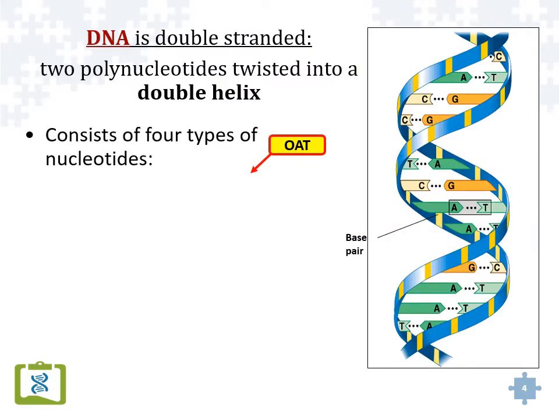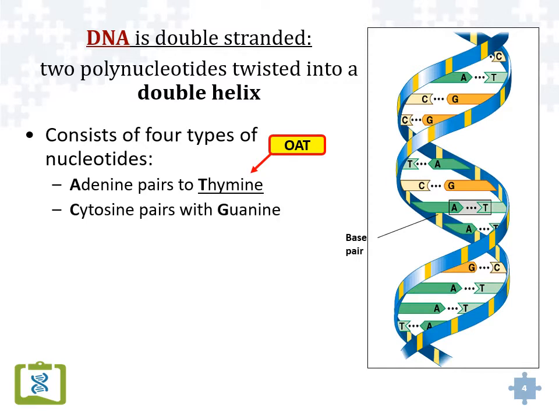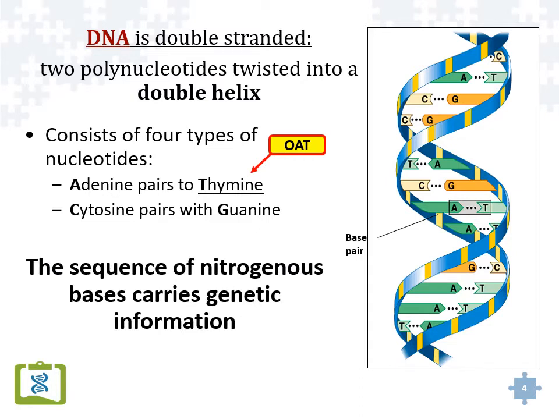So if we first just look at DNA, so we have this double helix, and in DNA there are four different types of nucleotides: adenine, thymine, cytosine, and guanine. Now adenine pairs with thymine, cytosine pairs with guanine, and this pairing is what is considered to be the nitrogenous base configuration of these base pairs that carries genetic information. So on the organic acid test, thymine, which we pick up on the OAT, is going to be linked to DNA.